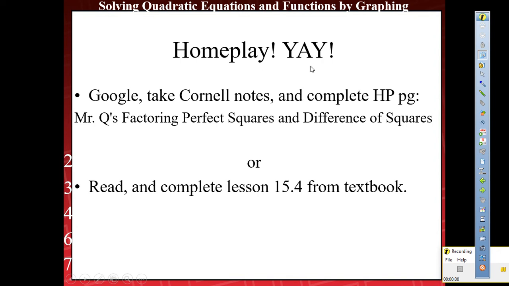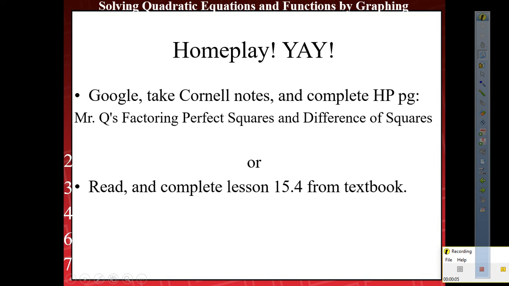The home play, just to clarify: you're going to Google this title, Mr. Q's Factoring Perfect Squares and Difference of Squares. Now, Roman asked, Mr. Q, can I also go to YouTube? Could we also search it in YouTube? Yeah, you can go to my YouTube channel and search for that title.